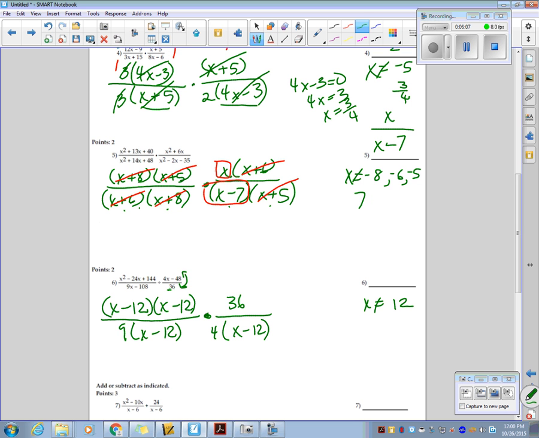And so now we're ready to cancel. X minus 12 cancels with x minus 12, and x minus 12 cancels with x minus 12. And 9 and 36 cancel, and finally the 4 and the 4 cancel. So the answer for number 6 was indeed 1.